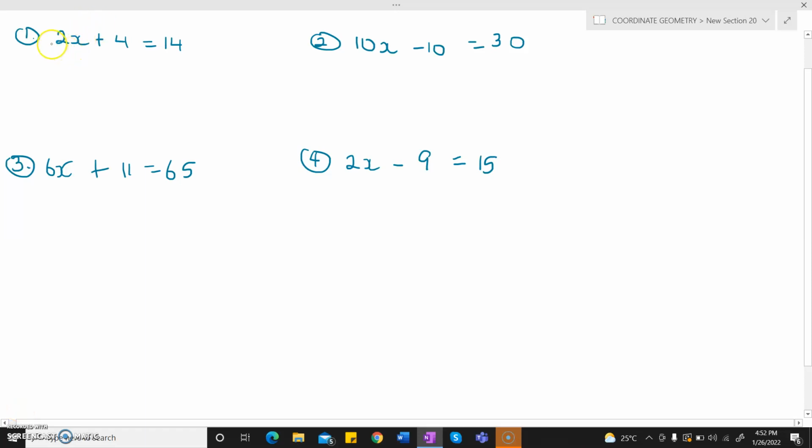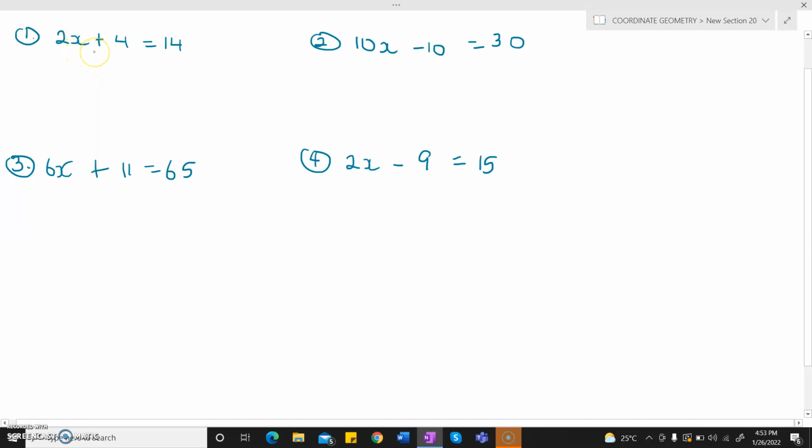Alright, so in this video, I'm just going to go through some solving equations, and you will see some different forms. I'm doing some basic forms here, and then afterwards you're going to see some with brackets. So in number 1 here, I have 2x plus 4 is equal to 14. Now, we want to find the value of x. In each case, we want to find the value of x.